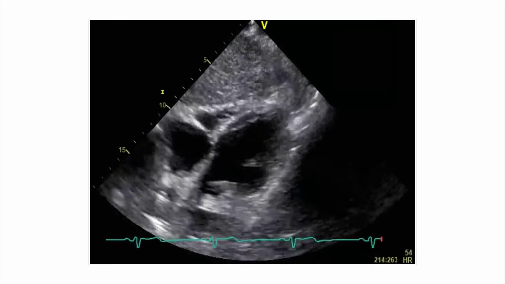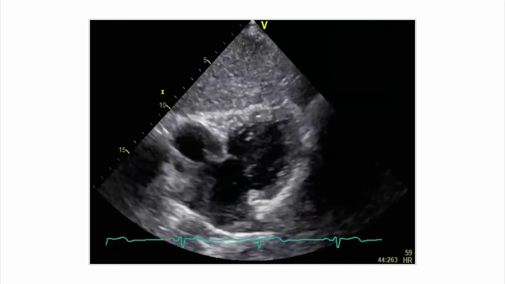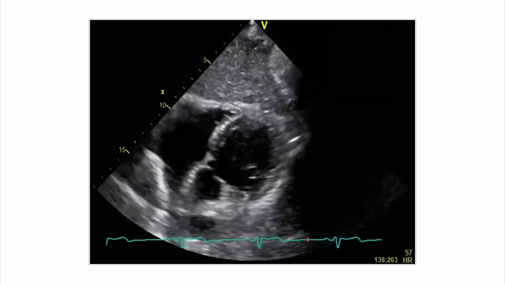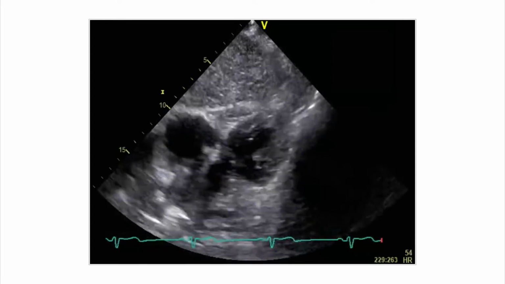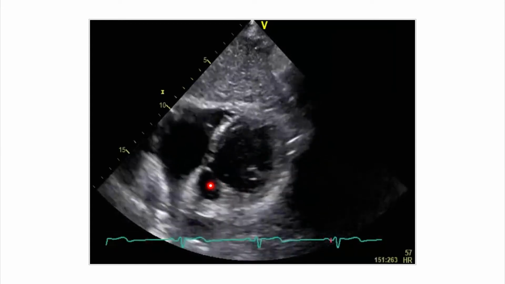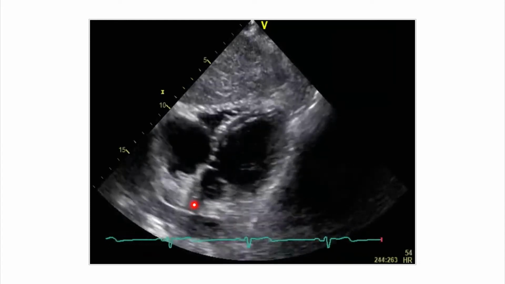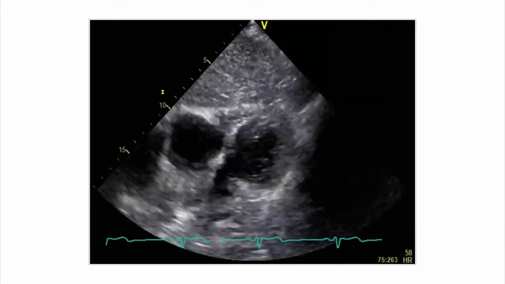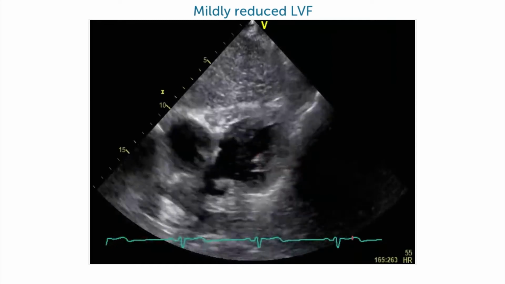The last image I'll show you, again a subcostal view. Here the left ventricle is dilated. The right ventricle is doing fine. You can even see that there is a very large left atrium here. And left ventricular function, again, is mildly reduced.